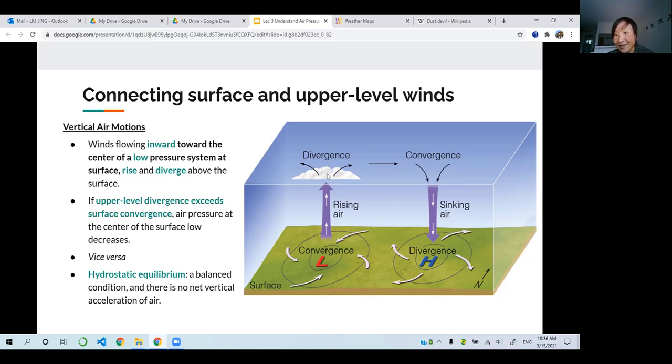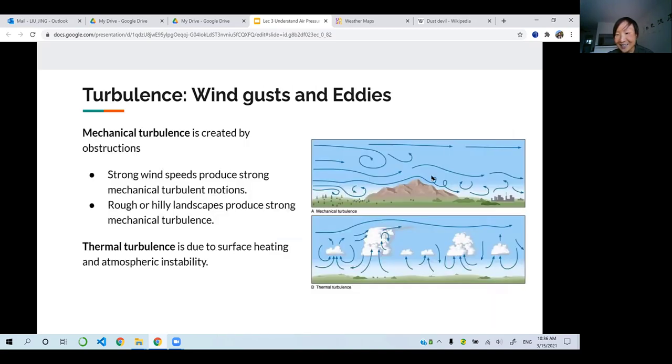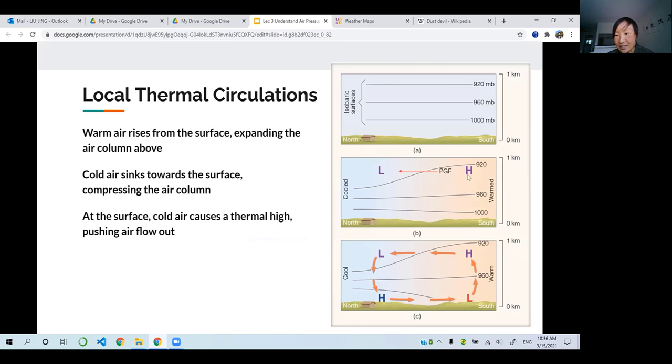You have more air, so you have a higher pressure compared to the same level, right? So you can see here, you have rising air, relatively high pressure at the upper level. In cold places, because the air is sinking, you have a relatively low pressure. We compare the pressure at the same level, okay? And you can see the wind, due to the pressure difference, will blow in this direction, okay?